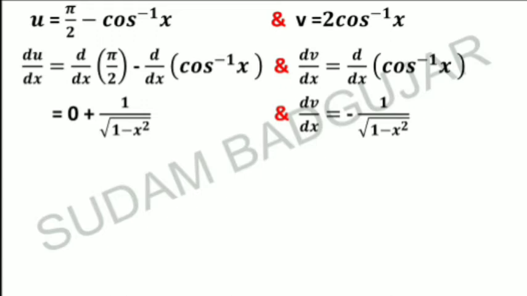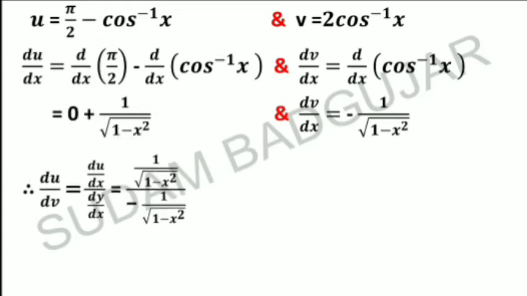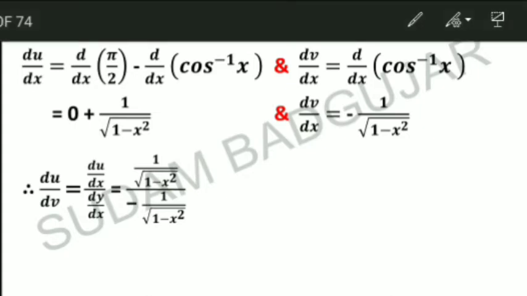Now we have to write the formula. We know that du by dv is equal to du by dx upon dv by dx.